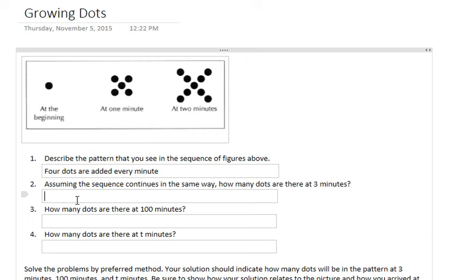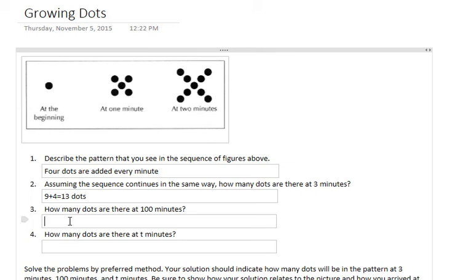Assuming the sequence continues in the same way, how many dots are there at 3 minutes? Now let's see, we've got 9 dots at 2 minutes, and then we add 4 more dots. This should get us 13 dots at 3 minutes.